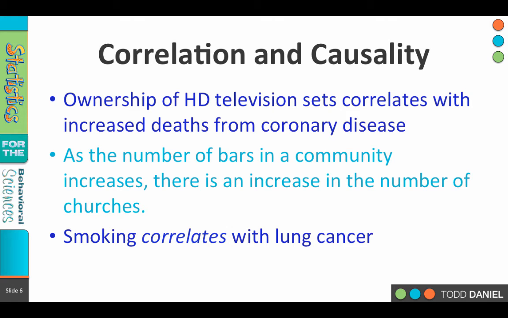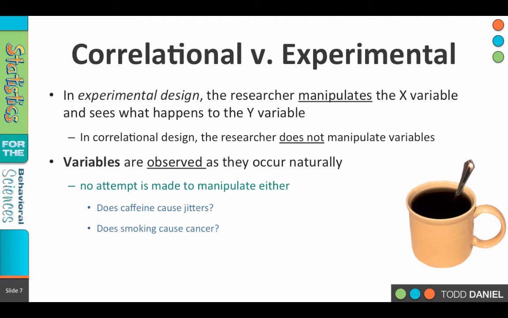Another thing you may have heard about is smoking and lung cancer. What we can say for sure is that smoking is correlated with lung cancer, but we can't say definitively that smoking causes lung cancer, at least in human beings. Now, why is that? Because we haven't done an experimental study. And why not? Because it would be unethical. So let me explain the difference between correlational and experimental designs.